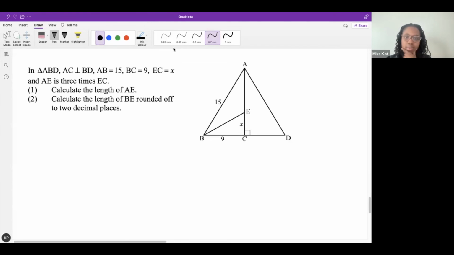There we go. Thanks, Seketelo. That means AE is 3x. Okay, my handwriting is failing me, but you get the point. AE is 3x. Wonderful, guys. Now we have to calculate the length of AE. We just established that it's 3x. How do you think we're going to calculate the length of AE? Yes, Umulemo?